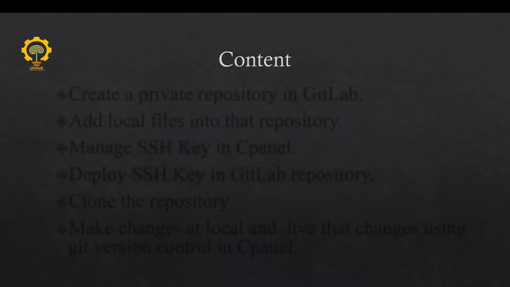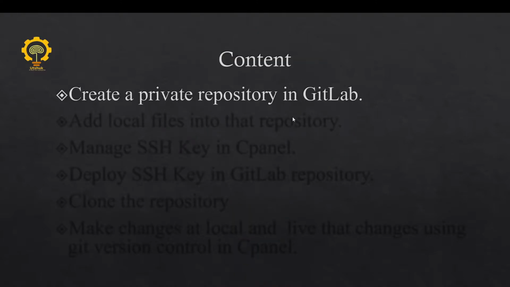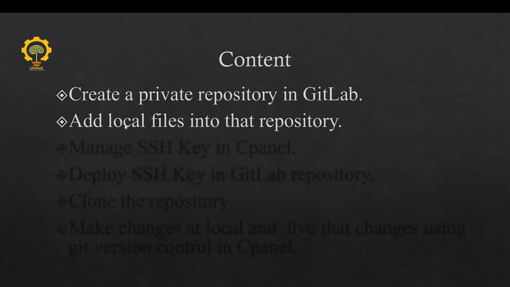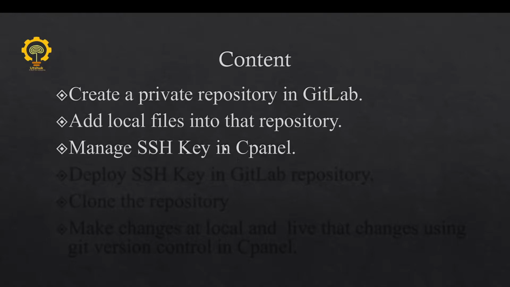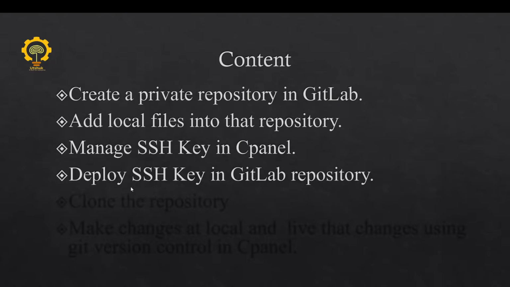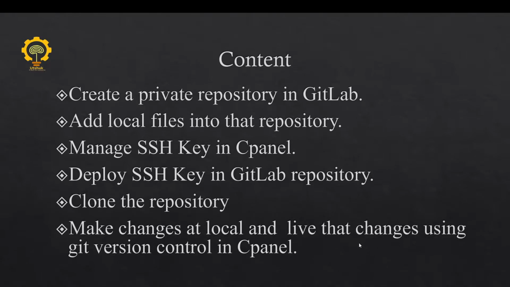The content of this video will be: at first we will create a private Git repository in GitLab, or you can simply use GitHub as well. After that, we will add the local files into that repository, and we'll manage the SSH key in the cPanel. As the repository will be private, we need to access it with this SSH key. After that, we deploy the SSH key in the GitLab repository, clone the repository using the cPanel, make changes locally, and make the changes live using the Git version control in cPanel. So let's move to the first part: create a private repository in GitLab.